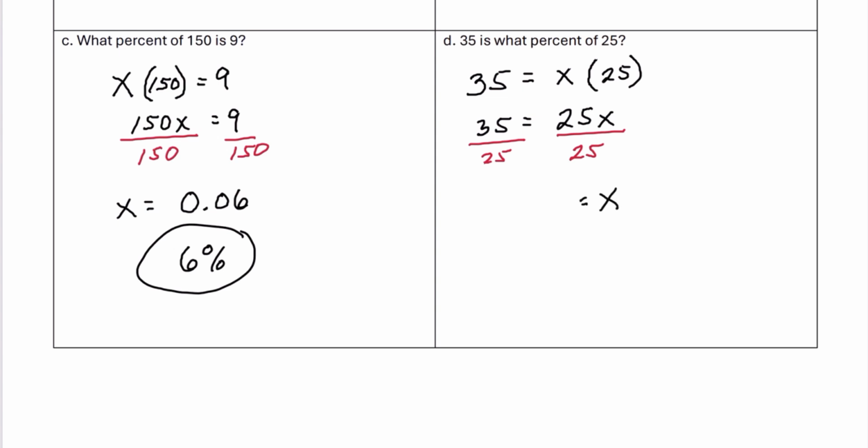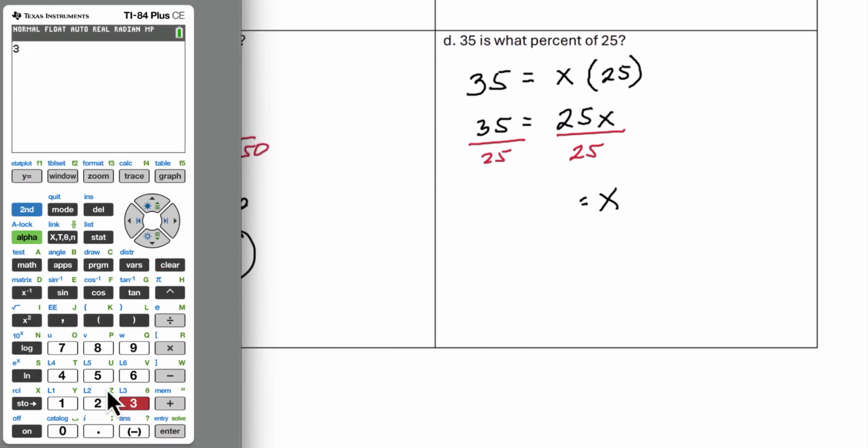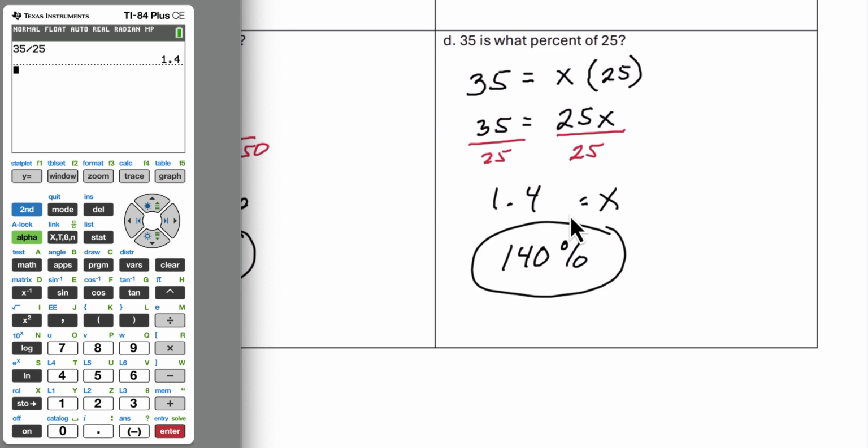Now we need to figure out what 35 divided by 25 is. That gives us 1.4. Keep in mind we are looking for a percent. It's asking what percent. We need to change this decimal back into a percent. To do that, we move the decimal point 2 times to the right. That will be 140%. So going back to the question, 35 is 140% of 25.